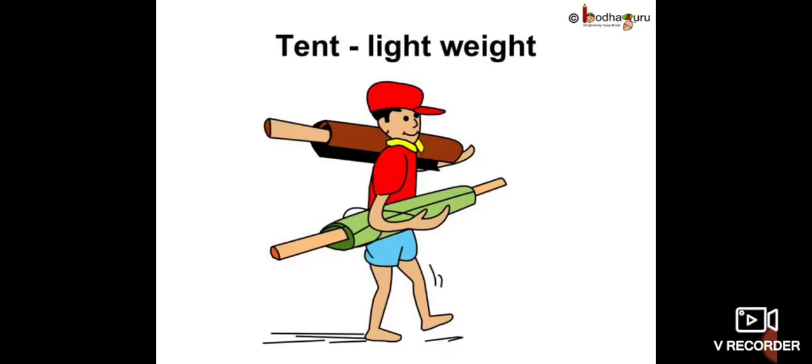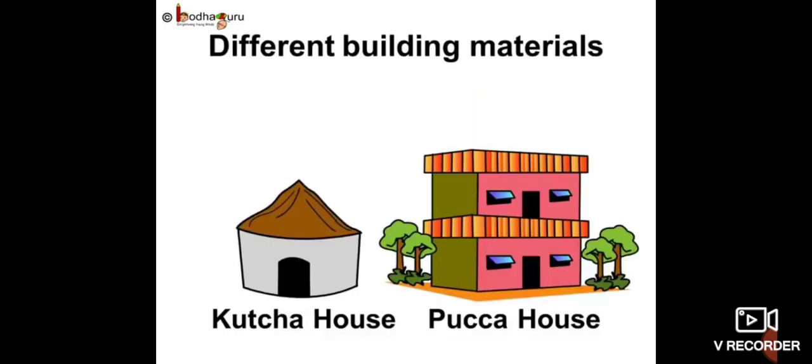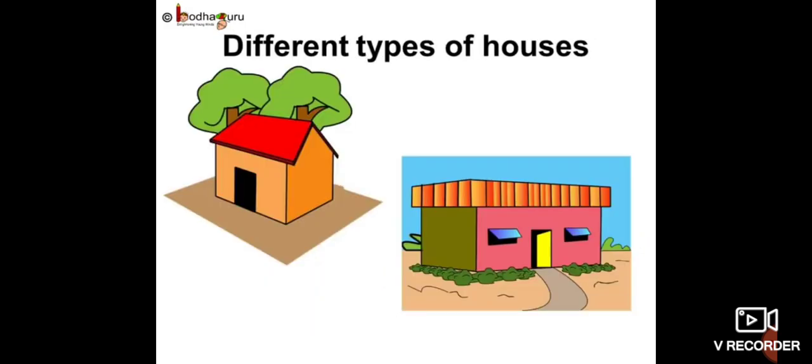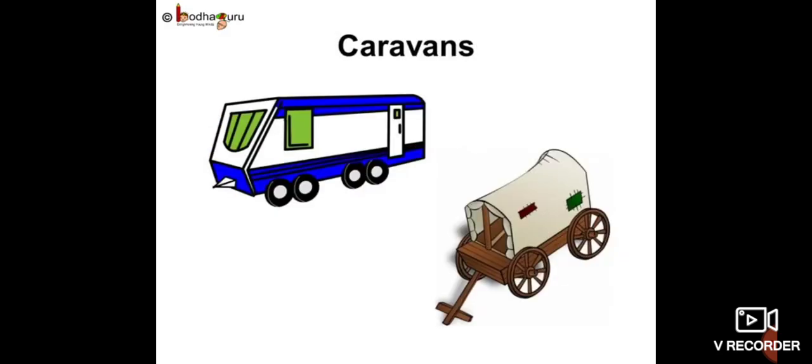So what are these? These are tents. These are lightweight as they are made of canvas or nylon fabric. These can be fixed to the ground anywhere. Even mountain climbers carry the tents with them. We talked about kacha and pakka houses, flat and slope roofs, houseboats, tents, caravans.